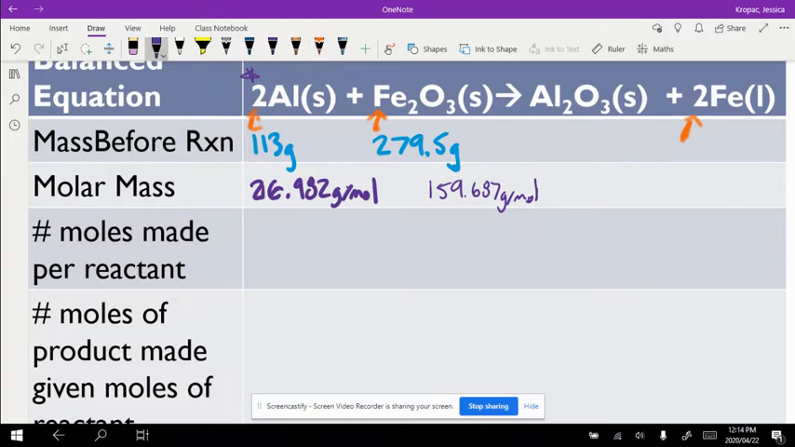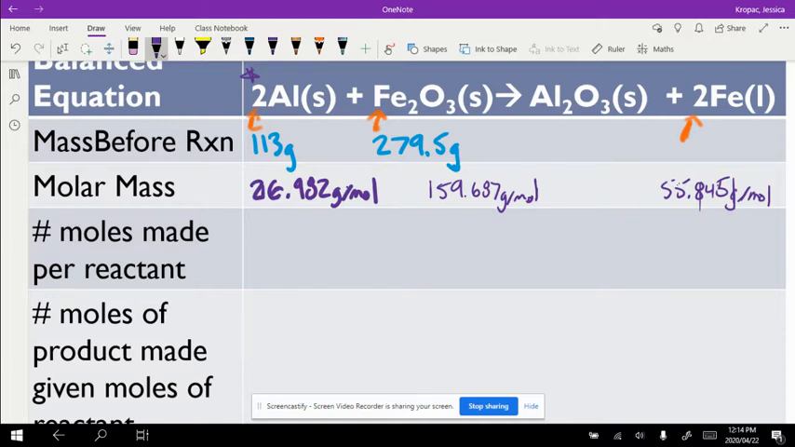So I'm going to look at the periodic table, and it says that my molar mass of iron is 55.845 grams per mole. All right, now that I've got that, I can move on to my next step.